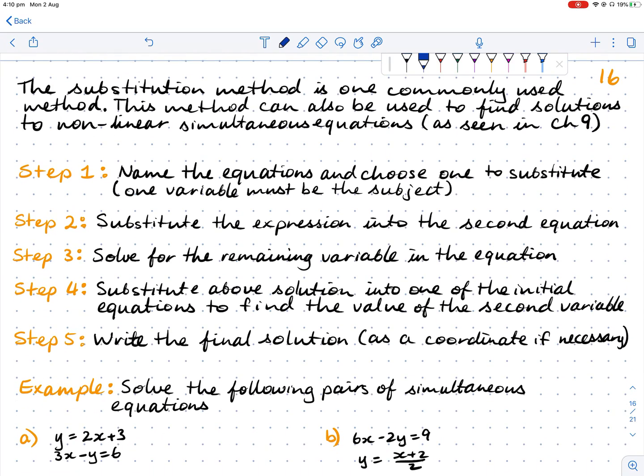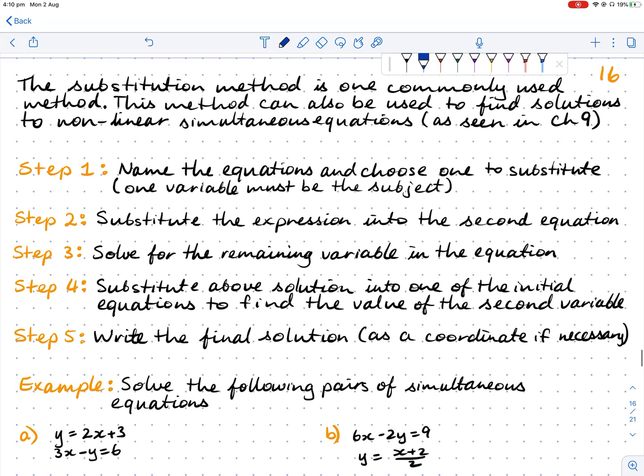The substitution method, we've actually done a bit of already this year when we were looking at quadratics, so parabolas and lines, when we were trying to find the points of intersection of those. But right now we're just going to go back to basics. We're just looking at straight lines. The substitution method is probably the most common one that we use because we can use it with linear and nonlinear equations. Next lesson, when we look at the elimination method, that will only work for linear simultaneous equations. So that's why this was probably the more powerful one.